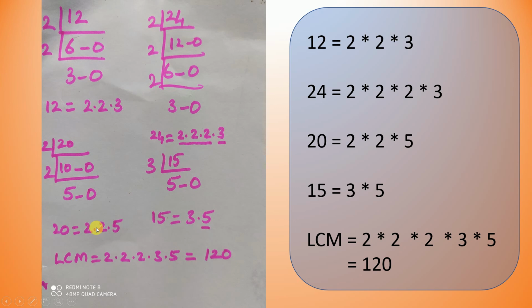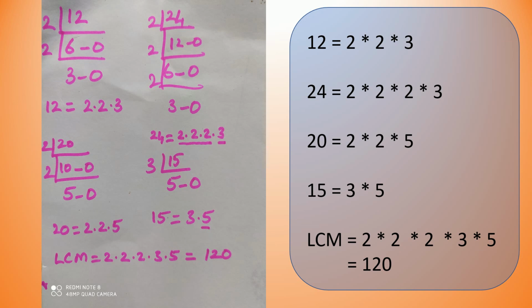For 20 it is 2 into 2 into 5, because 2 10s are 20, 2 5s are 10. So 2 into 2 into 5 will be the prime factorization for 20, and the prime factorization for 15 is 3 into 5. Now you have got the lists of prime factors for all these numbers. Now you have to carefully observe those lists.